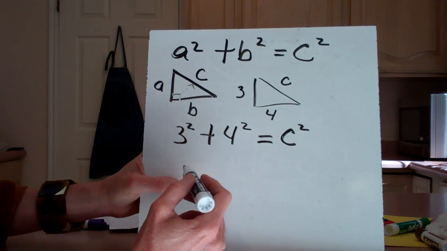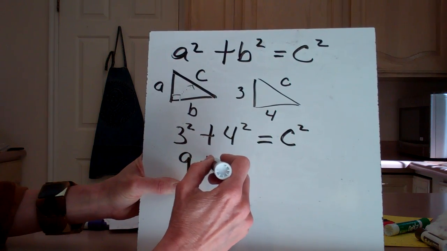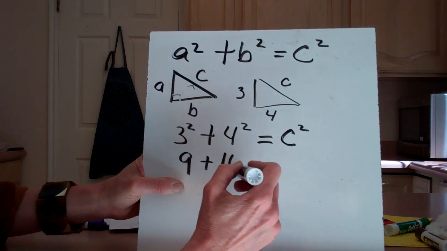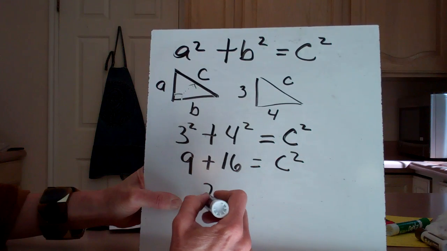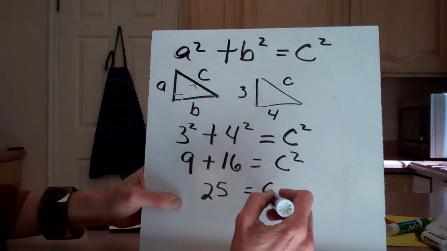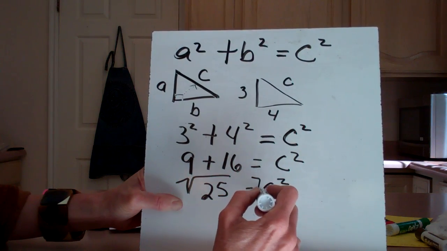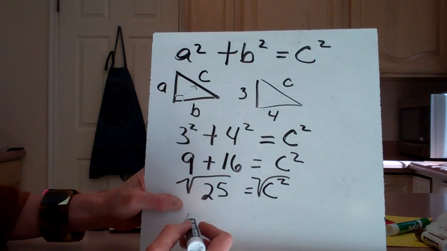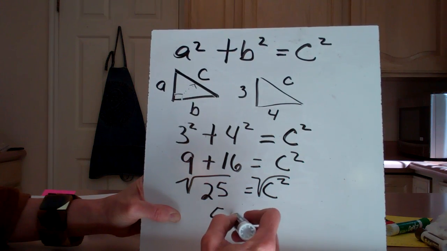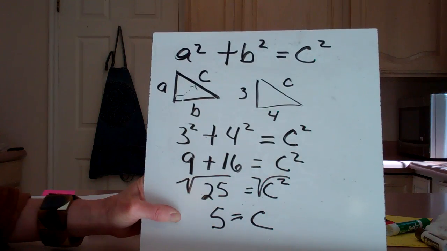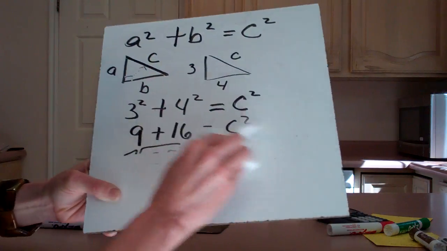This is easy to solve because it's numbers that we're familiar with. 3 times 3 is 9. 4 times 4, or 4 squared, is 16, equals c squared. 9 plus 16 is 25. So what is c? Let's take the square root of both sides to get c by itself. 25 is what number times itself? Well, that would be 5. 5 times 5 is 25. So c equals 5.